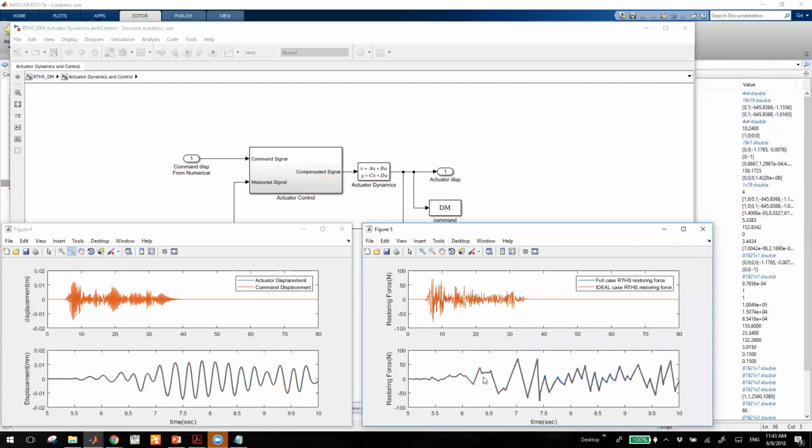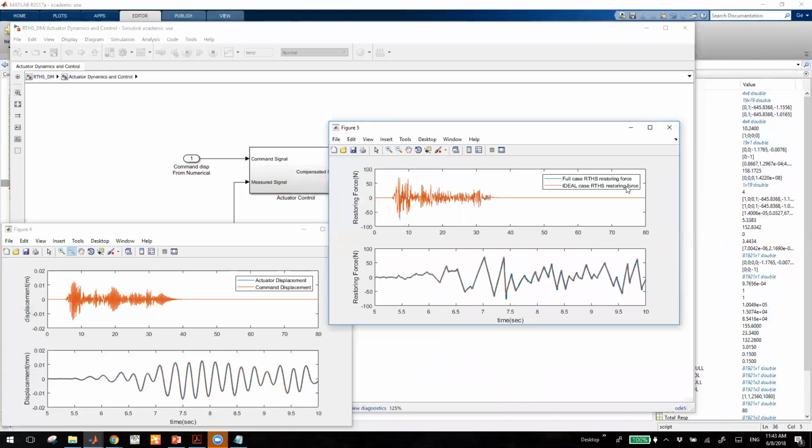And then the last slides will just represent the restoring force between the last two cases. One is ideal RTHS, where we just partitioned the numerical substructure and experimental substructure without the actuator dynamics. And one is with actuator dynamics, and then what is the restoring force from the experimental substructure, and what from the simulated experimental substructure. And you can see the restoring force will have some discrepancy due to the not perfect controller that we designed for the actuator dynamics.